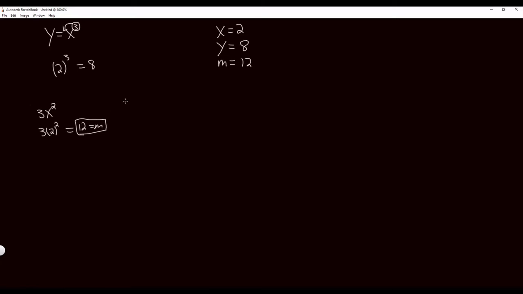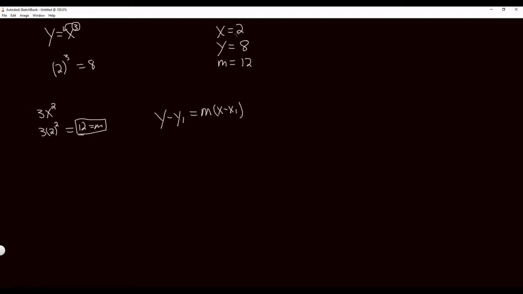So now all we need to do is plug all these numbers in. We have all the numbers we need. We need to plug them into the point slope formula. And the point slope formula is y minus y1 is equal to m times x minus x1.